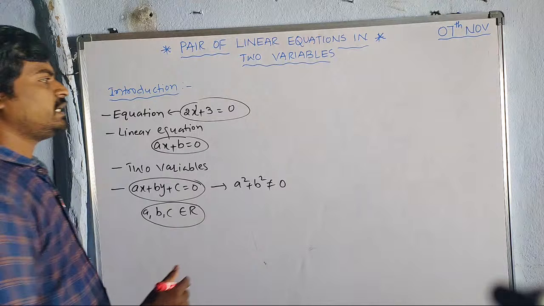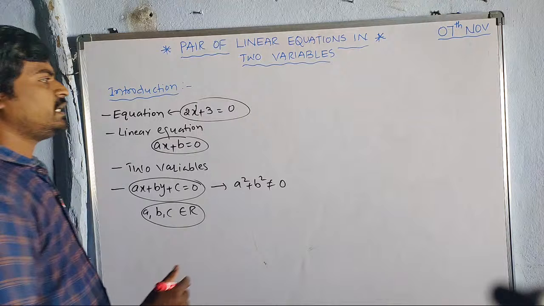It contains many points. How to get those points? By substituting. That's why the line contains many points. These points are solutions of the given linear equation in two variables. So friends, this is the introduction of the linear equation in two variables.